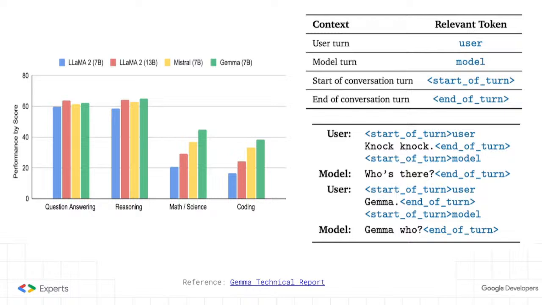Again, I'll give you the slides. You can click on this link. It's around a 60-page technical report, and around the 30th or 40th page you'll find this. For the user turn, you need to mention user, which is here. Model, whenever the model response will be there. And start of turn and end of turn are the start and end tokens. How do we use this? I'll show that in the code demo.